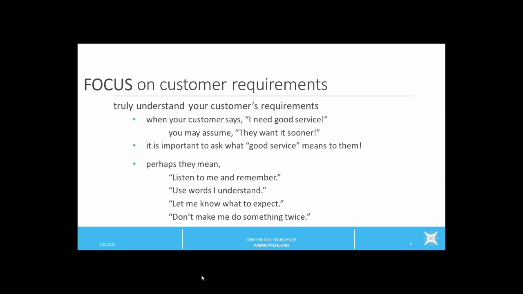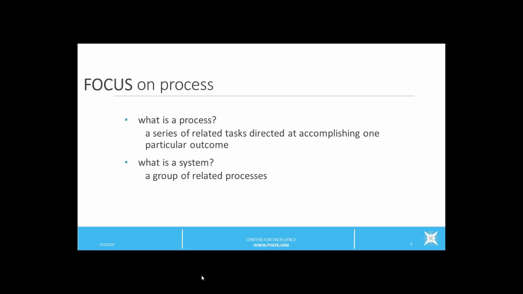Perhaps they mean, "Listen to me and remember. Use words I understand. Let me know what to expect. Don't make me do something twice." Knowing clearly what the customer needs is vital to meeting that need. A second critical principle is to understand process performance. Quality management methods and tools are applied to processes. A process is a series of related tasks directed at accomplishing one particular outcome.